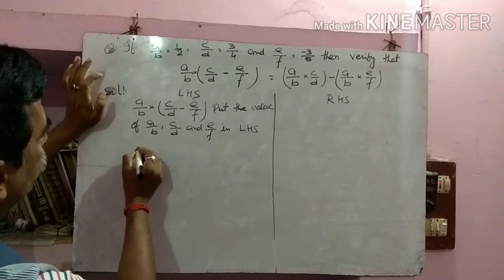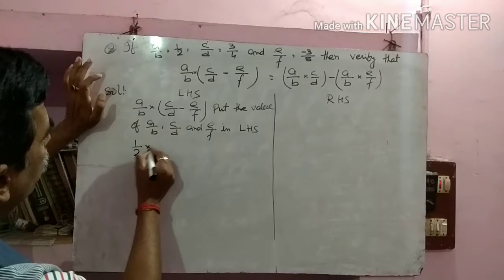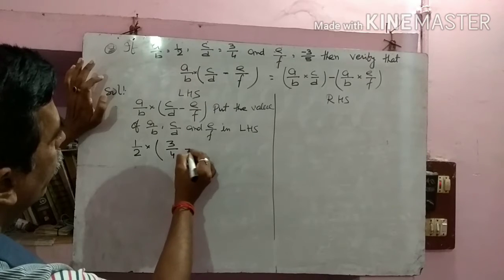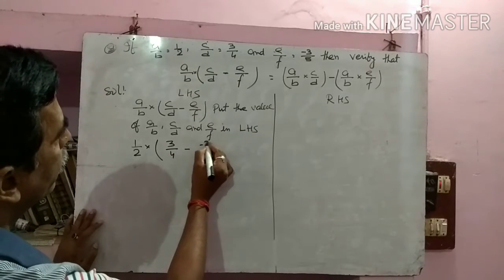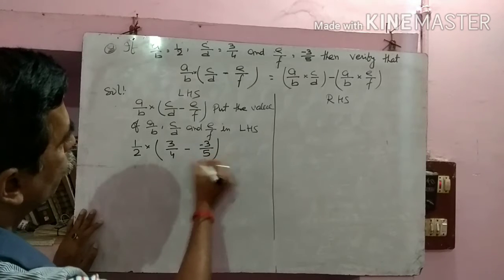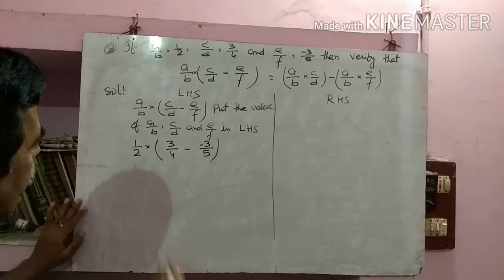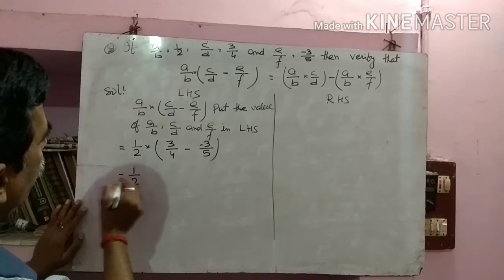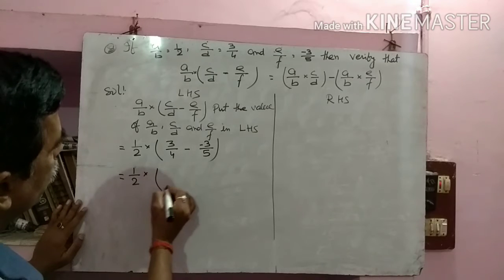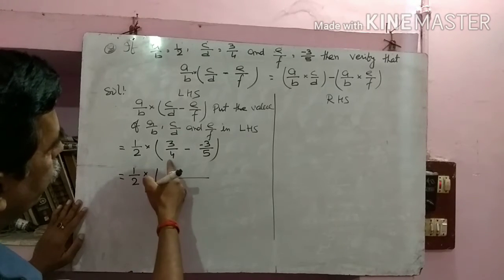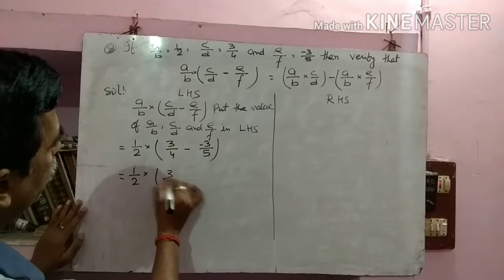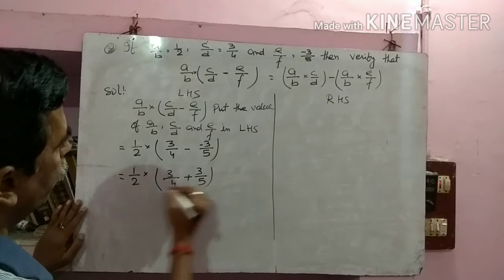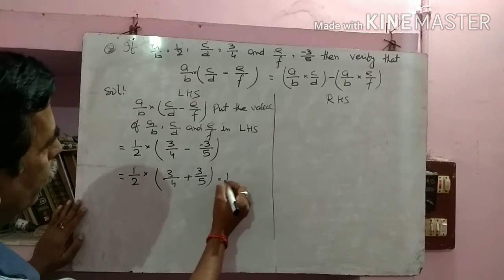So a/b represents 1/2, c/d represents 3/4 and e/f represents −3/5. Now you can write it like this: 1/2 × (3/4, minus into minus becomes plus, 3/5).